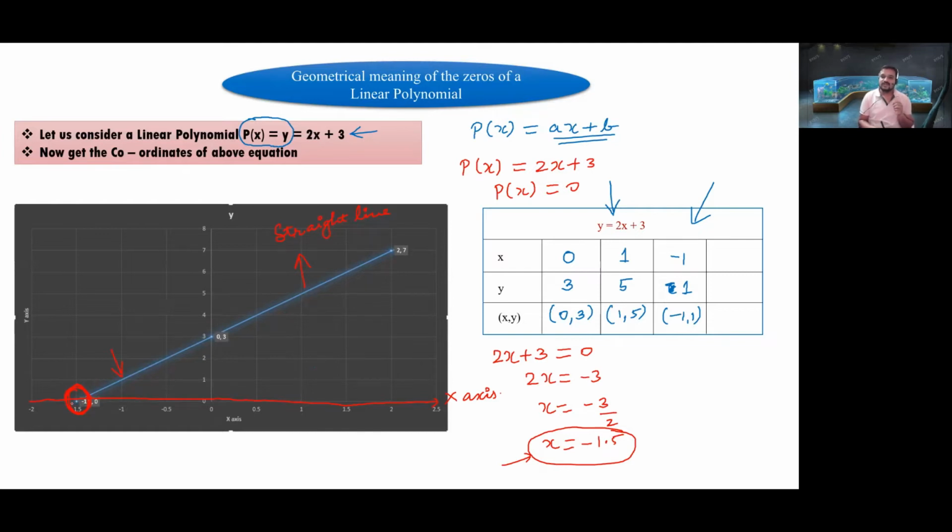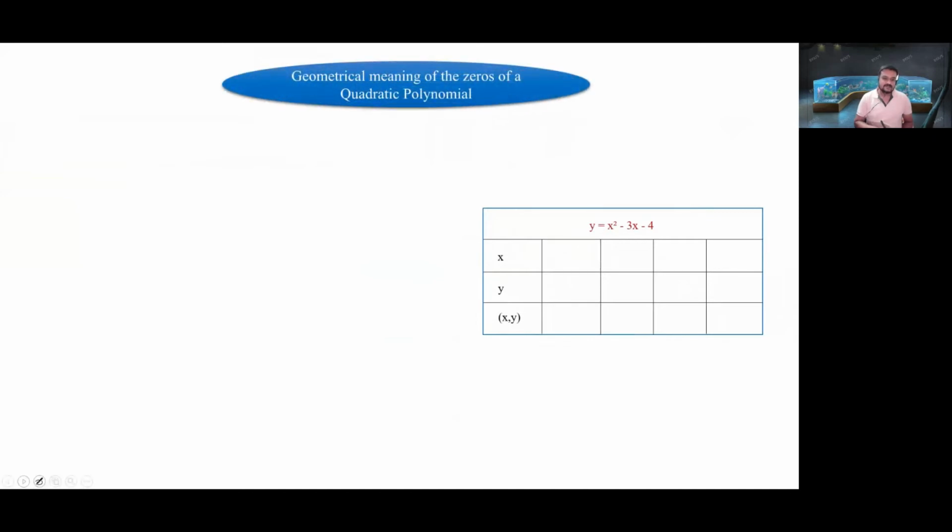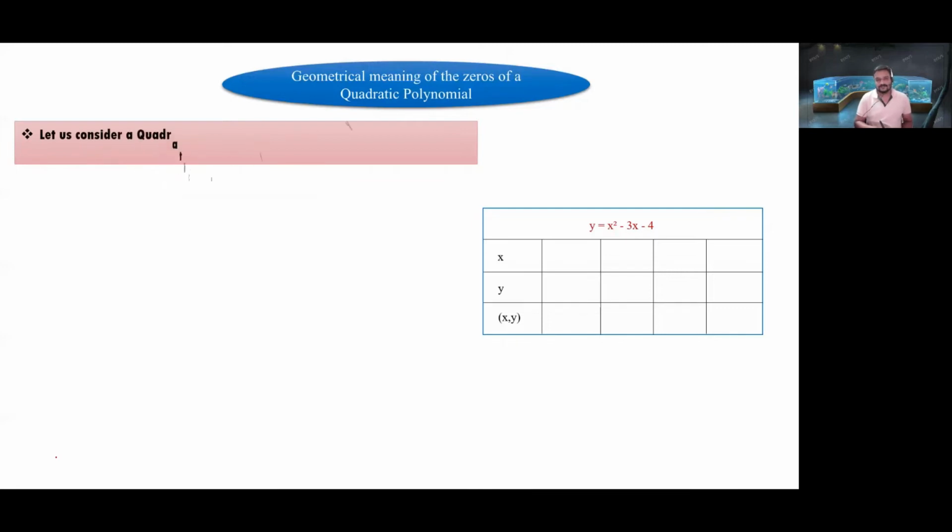Okay. So graphically also we got the zero as minus 1.5 for this polynomial p of x is equal to 2x plus 3. Okay. Similarly, जैसे हम लोगों ने linear polynomial का graphical representation देखा है, next we will be observing the graphical representation of a quadratic polynomial.